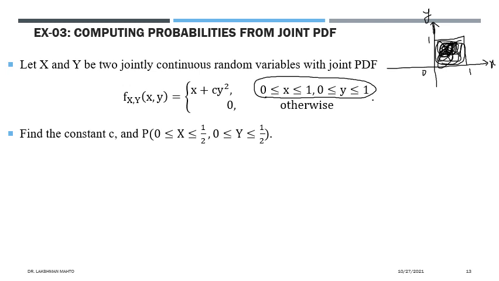We have to calculate first c by using the normalization condition, and second we have to find this associated probability. That means it is one kind of event. What is the event? The event says that x is observing a value between 0 to 1/2, and y is observing a value between 0 to 1/2. So 1/2 would be here for x, and 1/2 would be here for y.